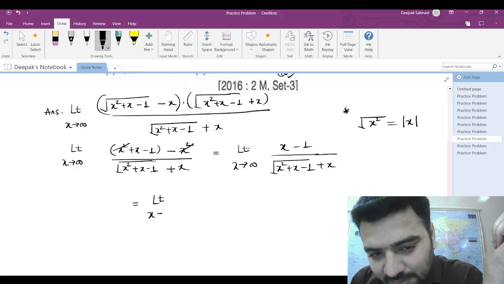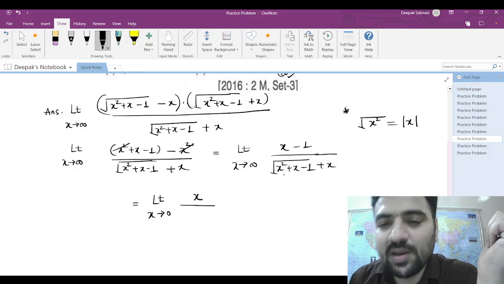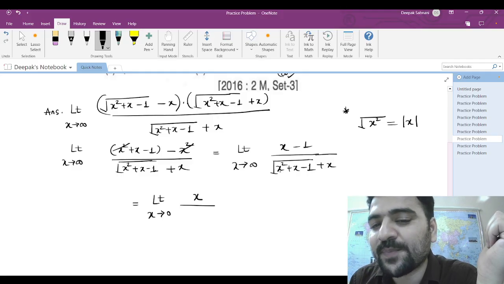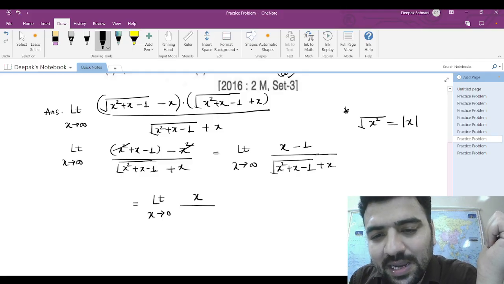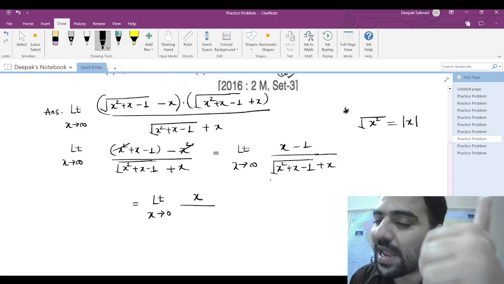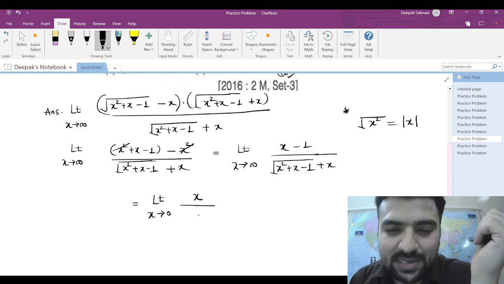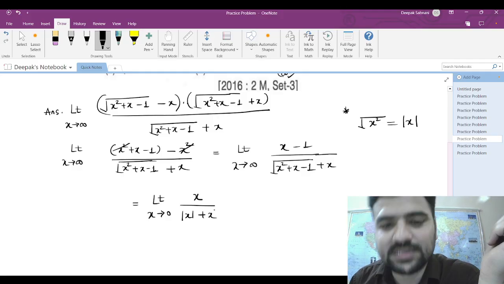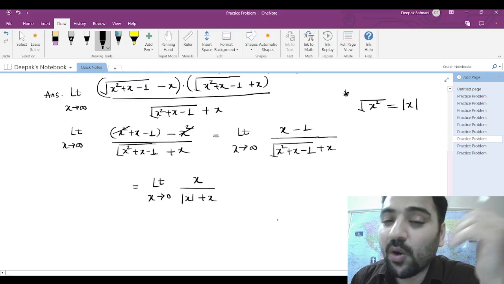So from x minus 1, I can neglect 1 because x is the dominating term. So limit x tend to infinity, x divided by square root of x square plus x minus 1. So x square will be dominating. It will become infinity first. So I'm taking root of x square. But what is root of x square? x or mod x? It is mod x. It is mod x plus x. Now, how will you take mod x?